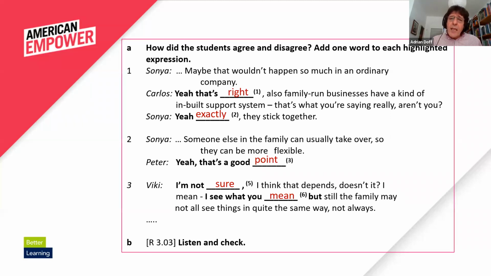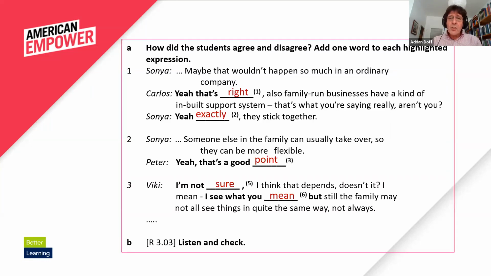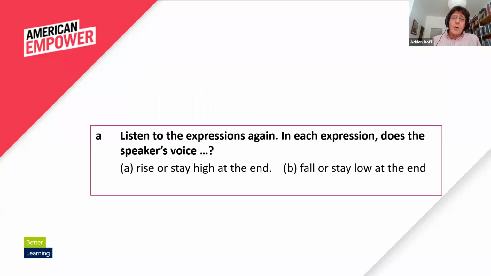And then there is a stage which I think is quite important, which focuses on the meaning of these expressions. So first of all, sorting out which ones are for agreeing and which ones are for disagreeing, which makes the point, of course, that saying things like "I'm not sure" and "I see what you mean, but" are ways of disagreeing in English, which may not be obvious. And then also focusing on particular meanings, like which one means "I completely agree", which one means "I understand your opinion, but I don't agree". And then a focus on intonation of the expressions, which is clearly very important with agreeing and disagreeing.